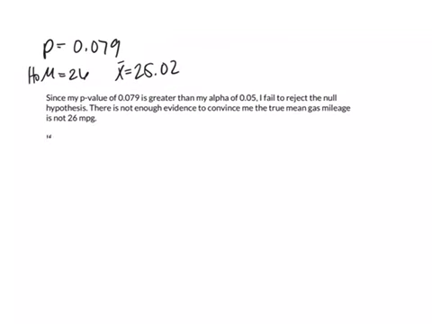And to interpret the p-value: if the true mean gas mileage of the cars is 26, there is a 0.079 chance of obtaining our sample mean of 25.02 miles per gallon.